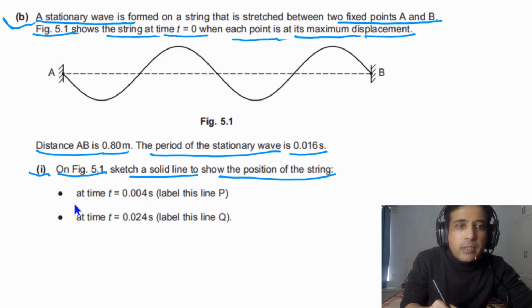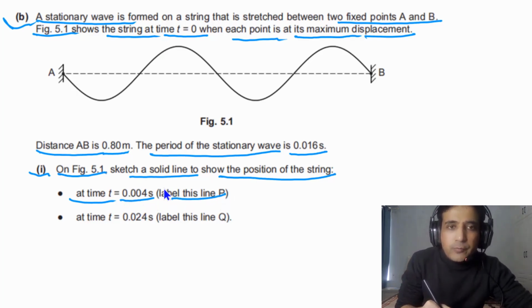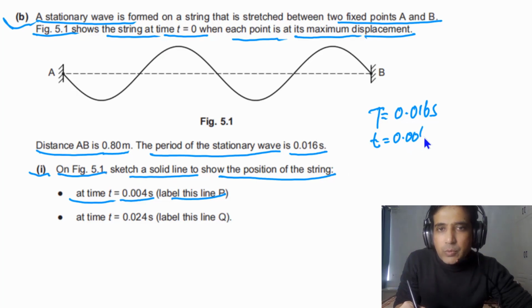For part B1, on figure 5.1, we need to sketch a solid line to show the position of the string at time t equal to 0.004 second. Label this line P. Because in this case we have time period equal to 0.016 seconds, this given time 0.004 second is equal to T by 4.